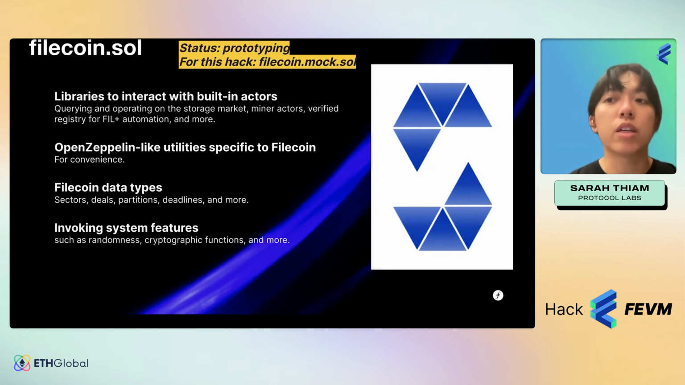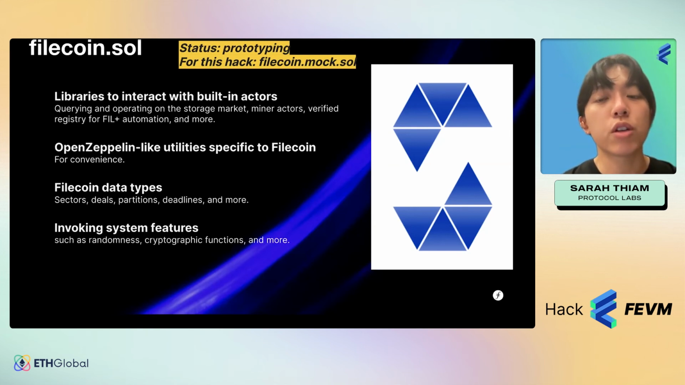What we're trying to build here is really a library that makes it easier for you to access all the primitives within the Filecoin network via FVM. And we want to make it as easy as possible. So it will look like OpenZeppelin-type utilities that you can then access, something that you're familiar with.